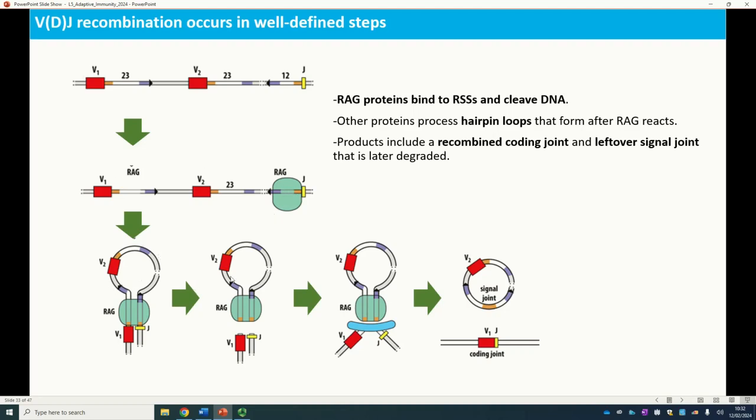The hairpin structure that's been looped out has been cleaved. The coding joint is joined back together to form our successfully recombined VJ segment. And then we have a signal joint, which is the intermediate bit that we don't want, which will be left over and then degraded. So this is the essential process by how all these segments are being put together. Obviously this is just an example for V and J, but this will be going on all the way throughout the different steps so that you can bring together the different segments for your unique receptor.